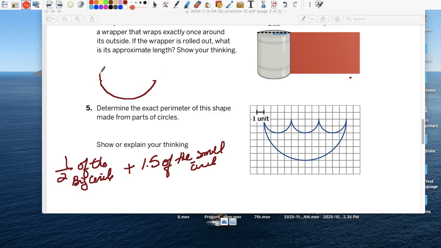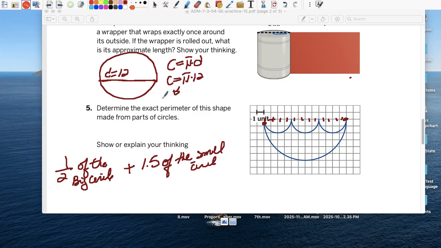And then let's pretend there's a top, and let's figure out what this line is, a diameter. So from here to here is a diameter. It'd be 1, 2, 3, 4, 5, 6, 7, 8, 9, 10, 11, 12. It'd be 12 units. So the diameter is 12. Let's find the answer. So it's C equals pi times diameter. C equals pi times 12, or answer 1, 12 pi.